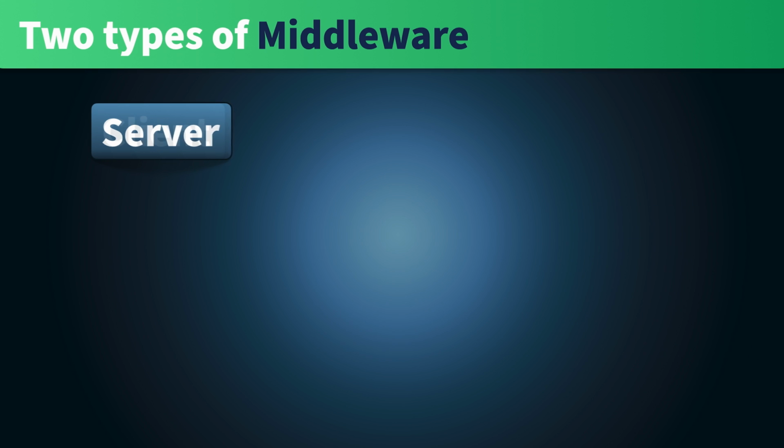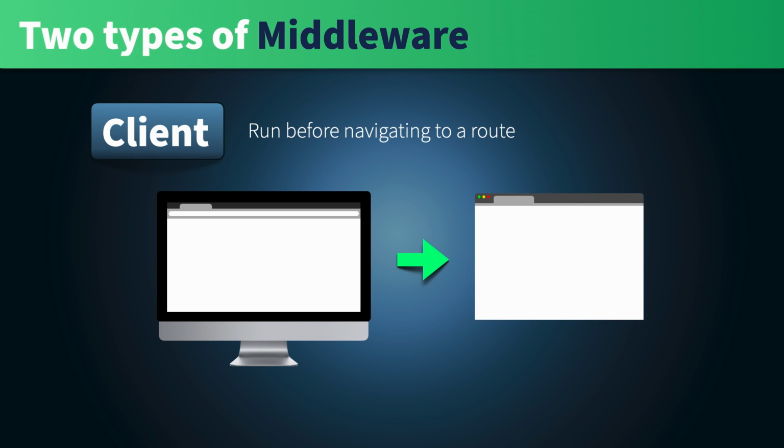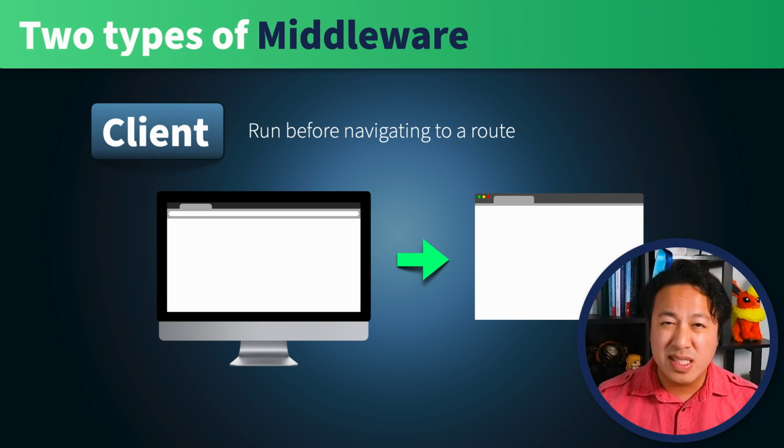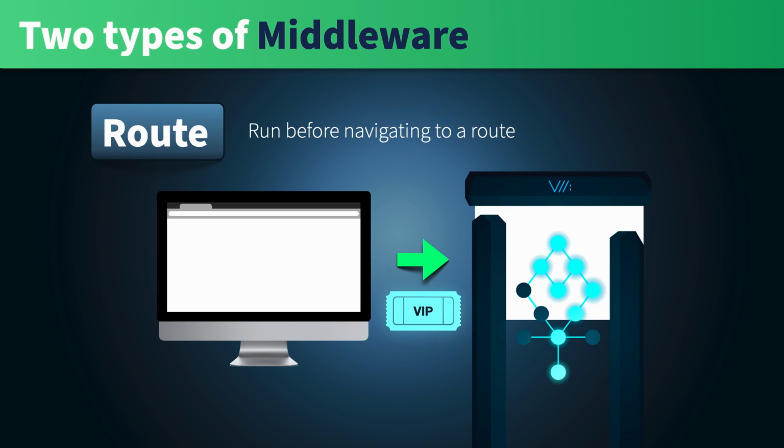And the other type of middleware where we'll be spending most of our time this course is known as client middleware. And these are functions that run before navigating to a route. And just so you know, the more technical term for this kind of middleware is known as route middleware. So, extending on the event analogy, think of route middleware as giving you the ability to check whether or not a user has the VIP ticket before allowing them to access the corresponding page. And if they don't have the VIP ticket, then the middleware can redirect them to a different page or, if needed to, display an error message.